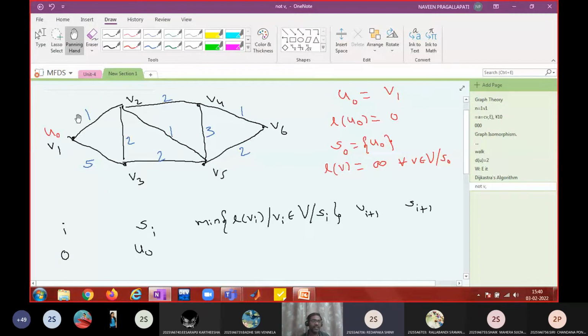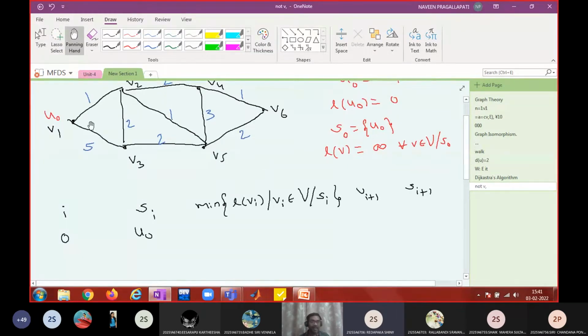So which vertex has the minimum weight when compared to U0? V2 to U0, what is the weight? 1, sir. What is U0 to V3? 5. And what is U0 to V5? 7. If you want to go to V5, obviously you have to cross V3. That means it is sufficient to check these two only, because the remaining weights will be more than these two weights. So which one do I have to consider, V2 or V3? V2.